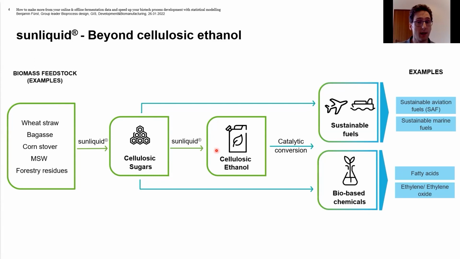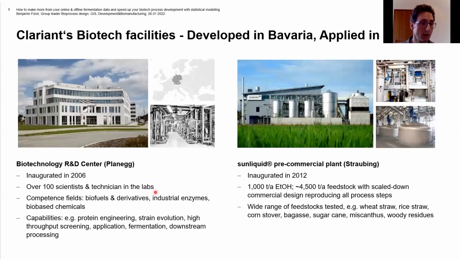The nice thing about this process is that it can be used as a platform process for not only bioethanol, but for other sustainable fuels or even bio-based chemicals. And the development of this process started in the group biotechnology, where I work. You can see, if I'm not in home office due to Corona, I'm working here in that corner of the R&D center in Planegg. That's located just a few kilometers outside of Munich in Bavaria, in Germany.